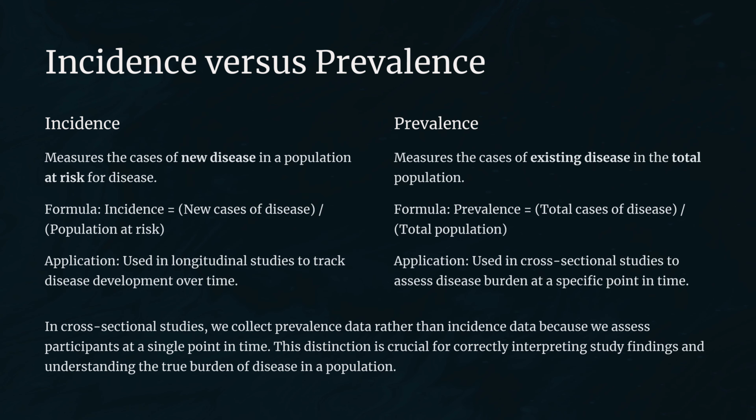Just as a refresher here, cross-sectional studies can only do prevalence, okay? And do we remember what incidence versus prevalence is? Well, incidence, remember, is the new diseases that come over a specific period of time in a population. So inherently, cross-sectional studies can't do that because they're only a single point in time. But they can do prevalence fairly well because you can assess disease burden at a specific point in time.